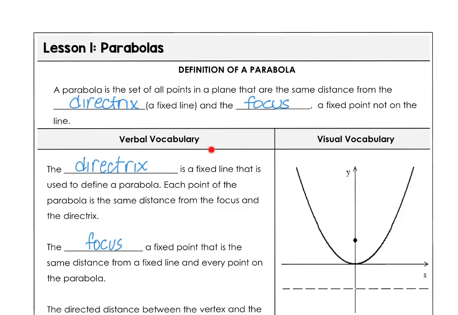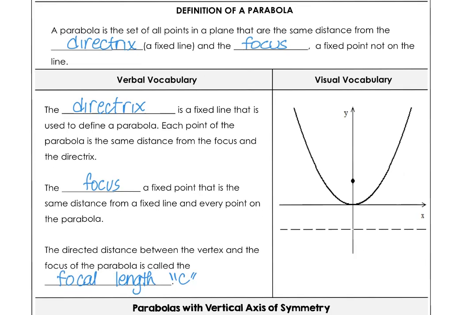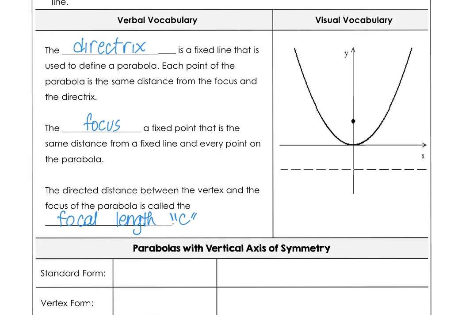which is a fixed line, that's this line down here, and from the focus, that's this fixed point that's not on the line. So the distance from the focus to the vertex and the distance from the vertex to the directrix, those should be equally spaced out. That's known as the focal length. So this distance here from the vertex to the directrix is value C, and the distance from the vertex to the focal point is also value C.